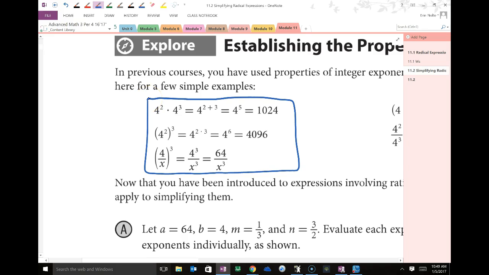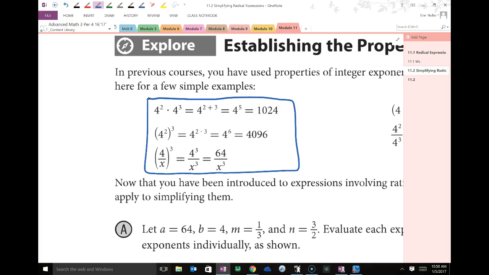This was on the warm-up today, so I'm assuming that this is familiar, or at least this is not the first time you've seen this. If you have two numbers that have the same base with different exponents, we add the exponents. If you have a power to a power, you multiply them. And if you have a fraction that has an exponent, you just do that exponent to the top and to the bottom. That should not be new information. Is that a fair assessment? True? Check.